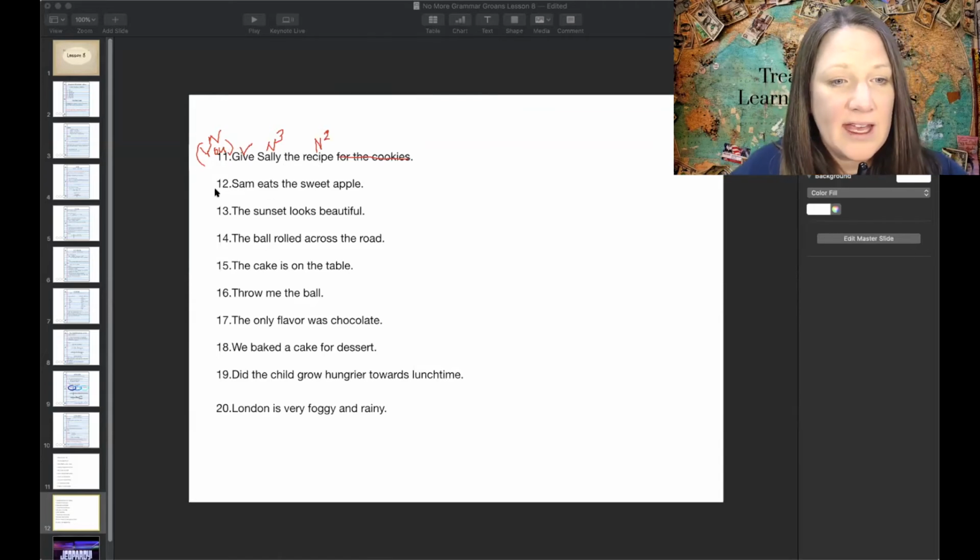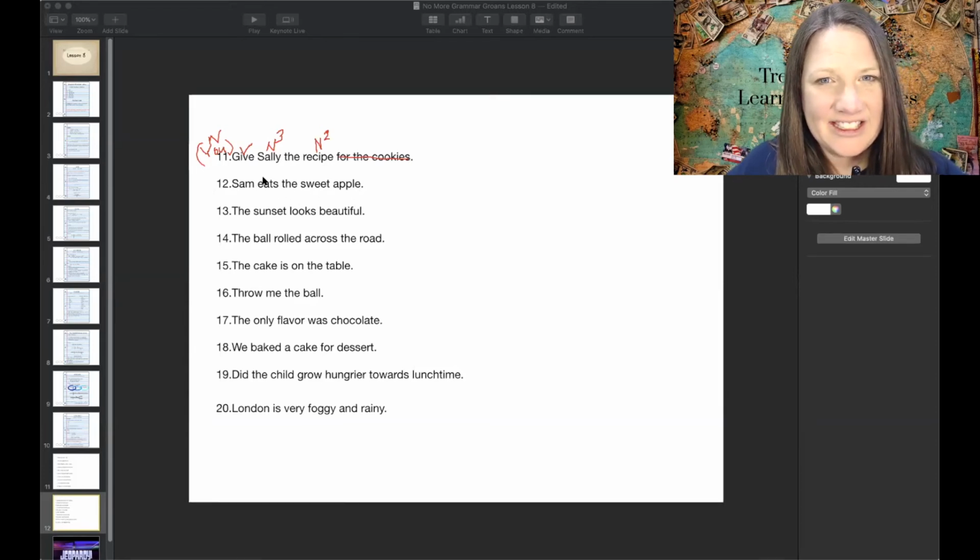Number 12. Sally eats the sweet apple. I'm sorry, Sam eats the sweet apple. Do you see a prepositional phrase? What's the action or what's happening in the sentence? Eats. Who eats?